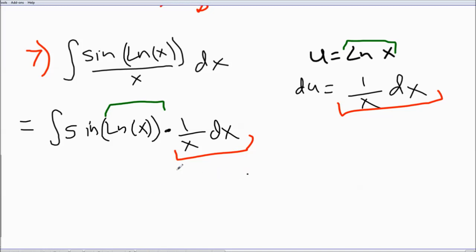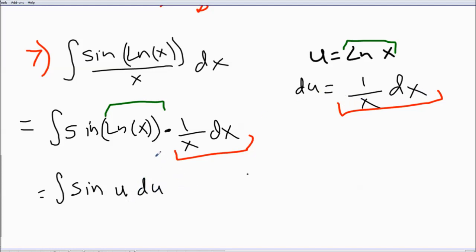So now that I have that, I'm ready to make a substitution. And so here I go. Some people get a little bit uncomfortable here because the sine doesn't go away. Guys, that's not a problem. We know how to integrate sine, so that shouldn't be stressful. ln x turns to u, so we get sine of u. 1 over x dx, that turns to du.